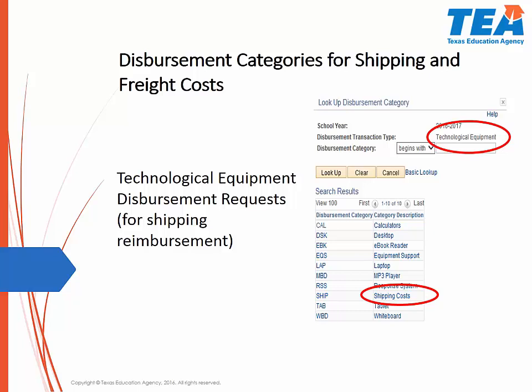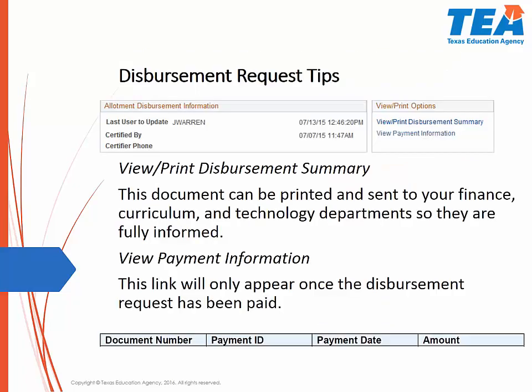Once you have entered the information for your disbursement request, you can click on the View Print Summary link. This document can be printed and sent to your finance, curriculum, and technology departments so they are fully informed. The View Payment Information link will only appear once a payment has been made to your district for your disbursement request. This document can also be sent to your finance department.